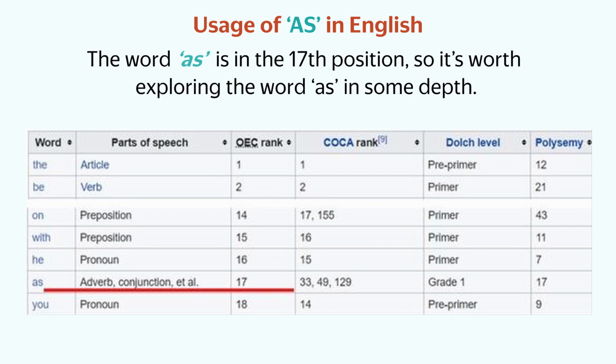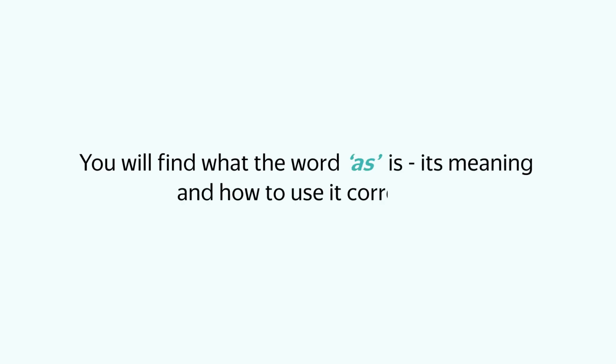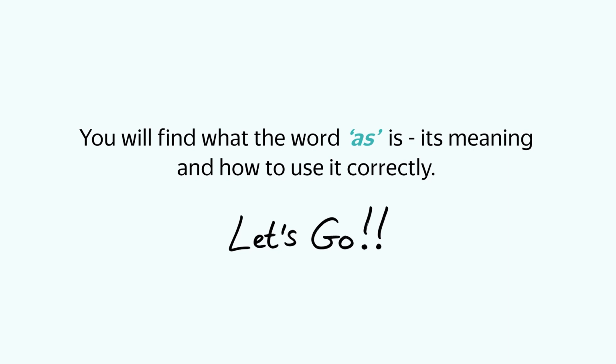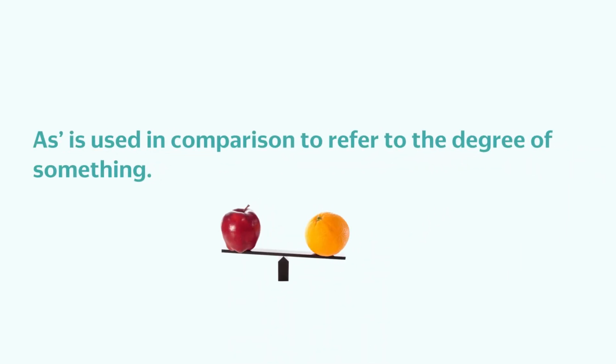The word "as" is in the 17th position, so it's worth exploring the word "as" in some depth. In this video, you will find what the word "as" is, its meaning, and how to use it correctly. Let's go! "As" is used in comparison to refer to the degree of something.